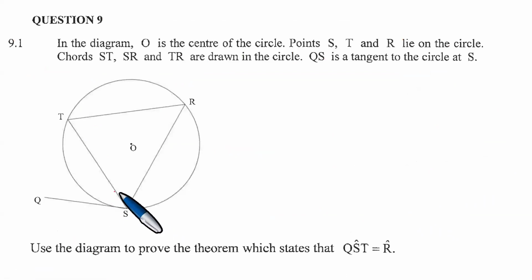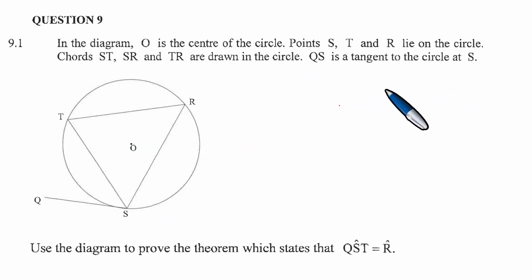Right, the most famous theorem called the tan-chord theorem is to be proven right now, and we shall look at the methods we can use to prove this particular theorem. So in the diagram, O is the center of the circle. Points S, T, and R lie on the circle. Chords ST, SR and TR are drawn in the circle.